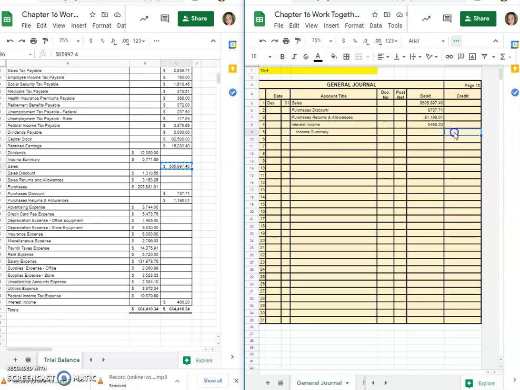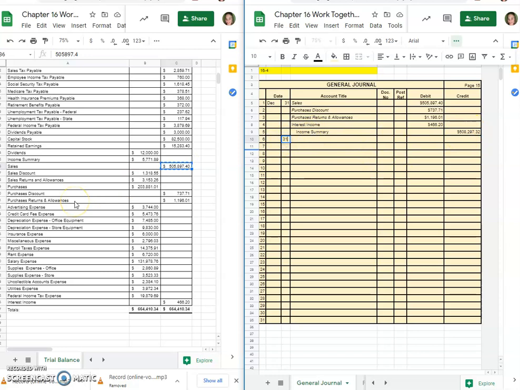And so income summary will be a credit for the sum of all of those. By debiting all of these accounts with a credit balance, it will zero them out. That is the purpose of this whole entry. $508,297.32 should be the credit to income summary.